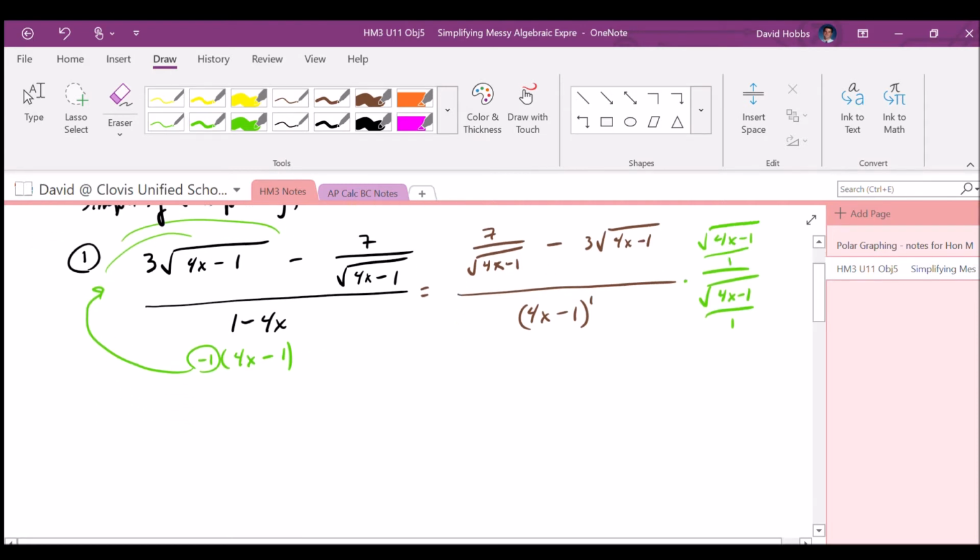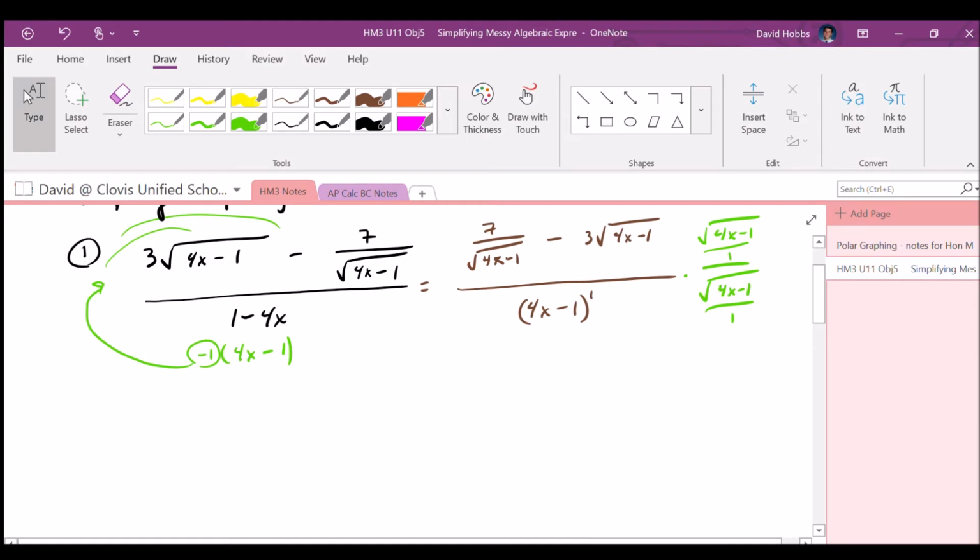Okay, now the denominator, notice I have 4x minus 1 to the first, and 4x minus 1 inside a square root. Now, square root is a 1/2 power. So I really have 4x minus 1 to the first times 4x minus 1 to the 1/2, which would give me 4x minus 1 quantity to the 3/2, because we add the exponents.